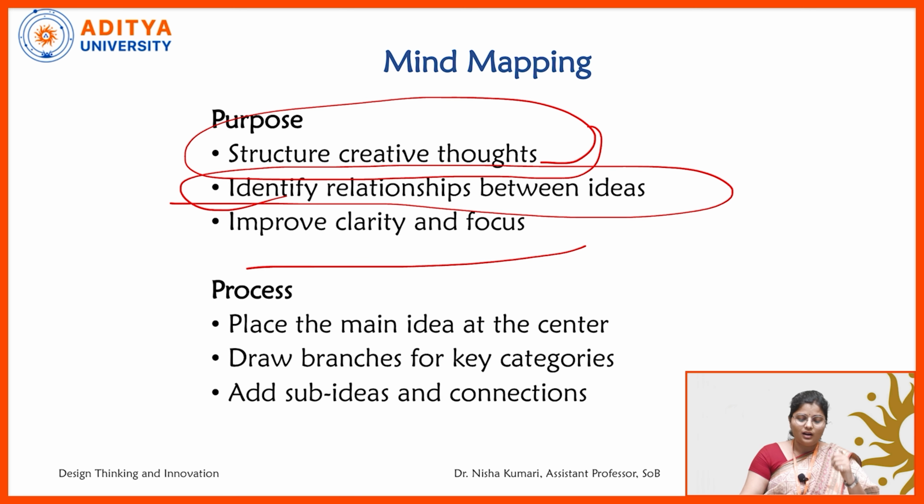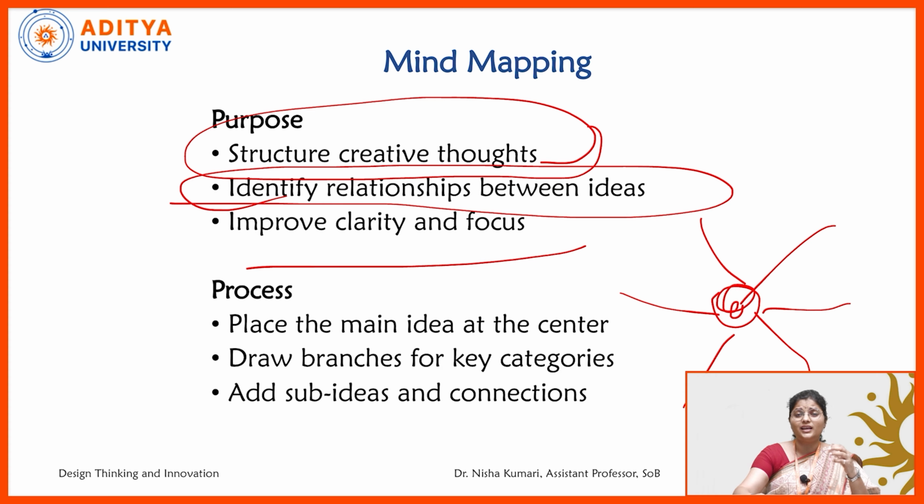Now when we are talking about the process, we are going to put the main idea in the center, and then draw the branches based on the categories. Just now I gave the example; same we can talk about smartphones also: the size, camera, display, storage, all those things, software.